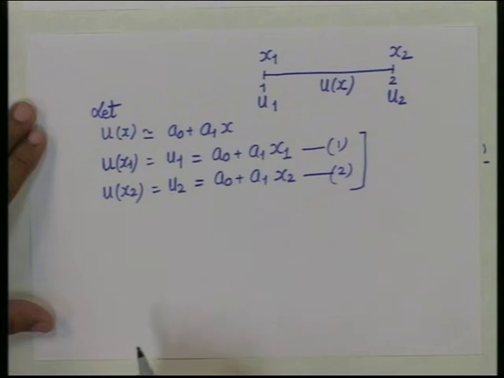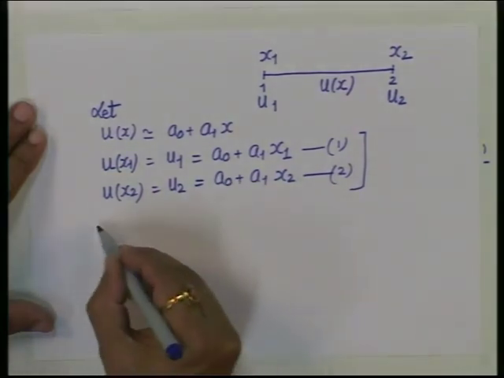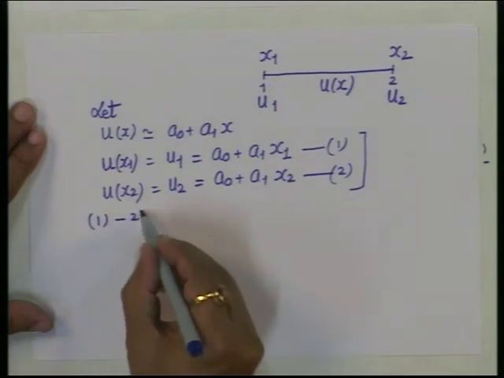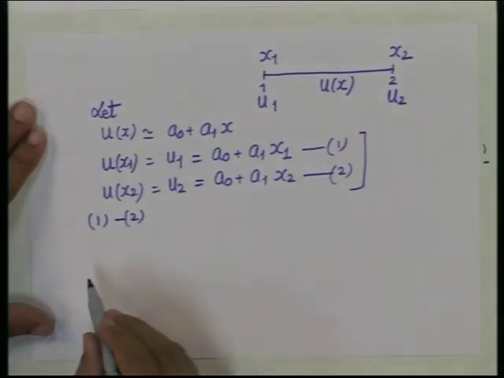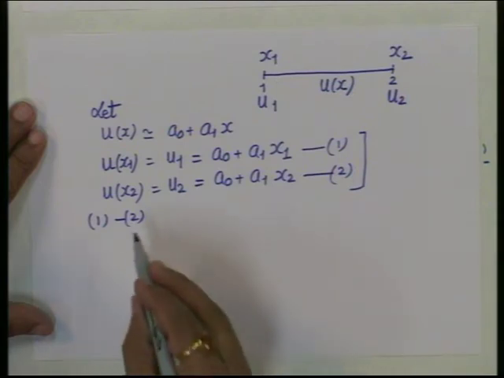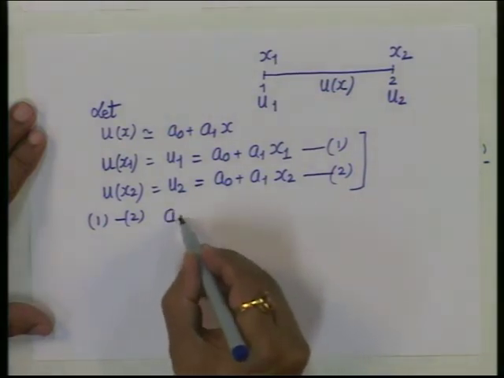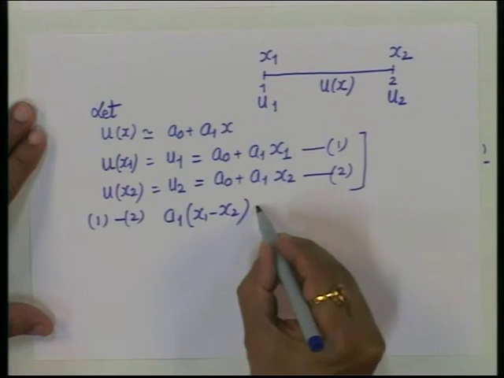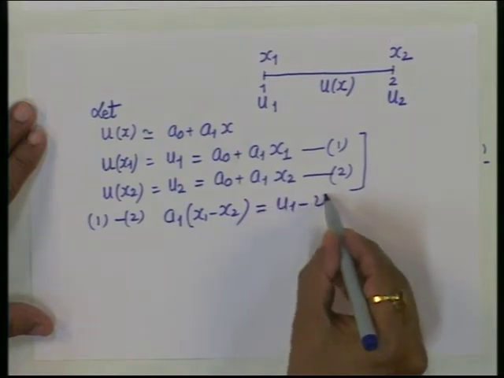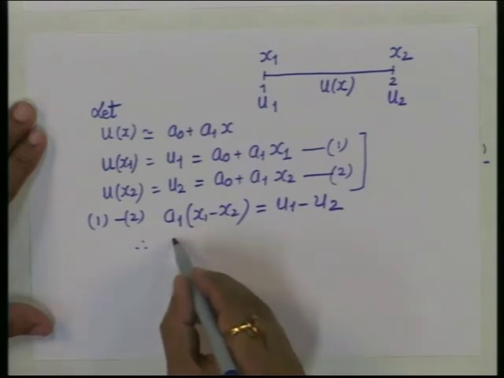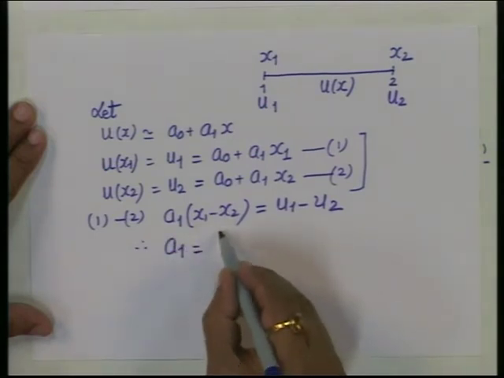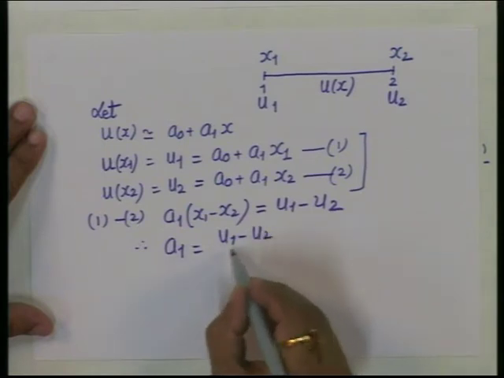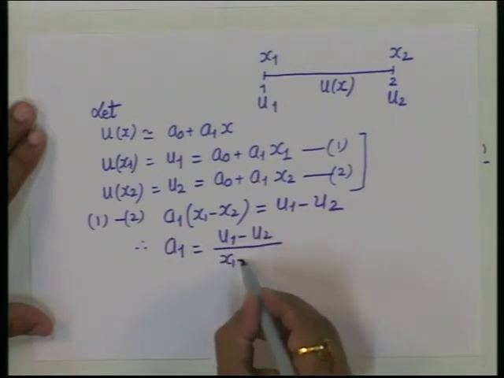So, let us try to do this. Let me subtract the two equations, so that a0 will get cancelled. So, by subtracting 1 minus 2, what you will get is a1 into (x1 minus x2), because the a0 will get cancelled, equal to u1 minus u2, and therefore a1 is (u1 minus u2) divided by (x1 minus x2).